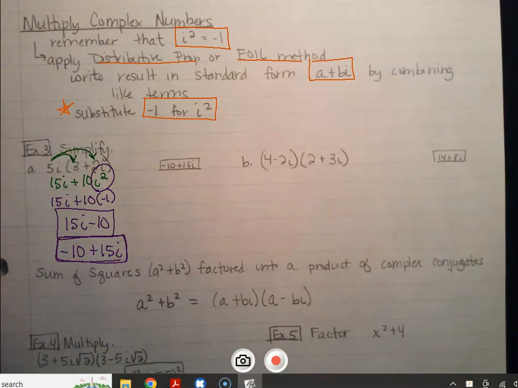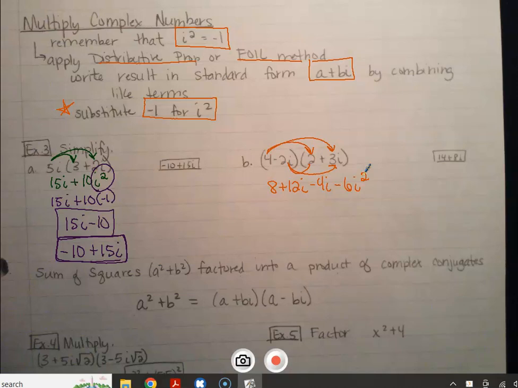With b, okay, we're going to FOIL for b, okay, because we have two binomials. So 4 times 2, the first is 8. The outside 4 times 3i is going to be plus 12i. Then we do the inside. So it's negative 2i times 2. It's going to be negative 4i. And the last, negative 2i times 3i is going to be negative 6i squared.